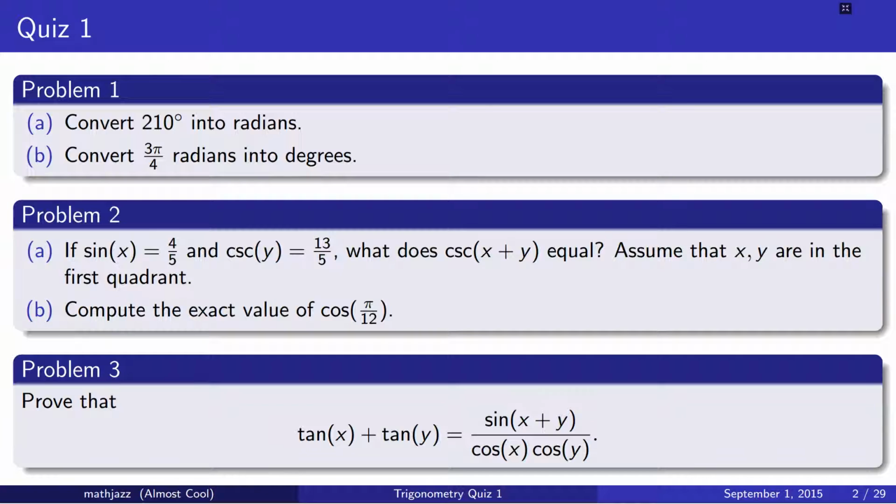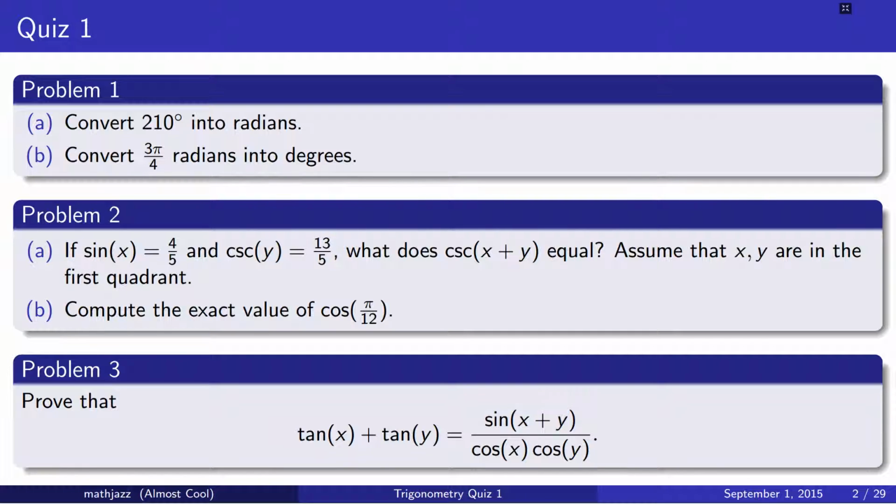Problem 2. A. If sine of x equals 4/5 and cosecant of y equals 13/5, what does cosecant of x plus y equal? Assume that x and y are in the first quadrant. B. Compute the exact value of cosine of pi 12ths.